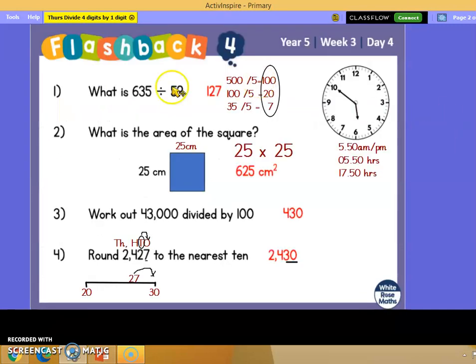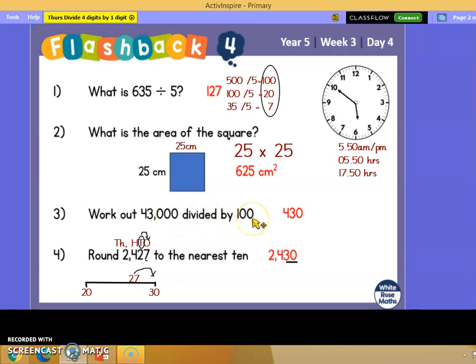Here are the answers. 635 divided by 5. 500 divided by 5 is 100. The 100 that's left divided by 5 is 20, and 35 divided by 5 is 7, so the answer is 127. 25 times 25, thinking back to skills from last week, 625 centimetres squared, remember.